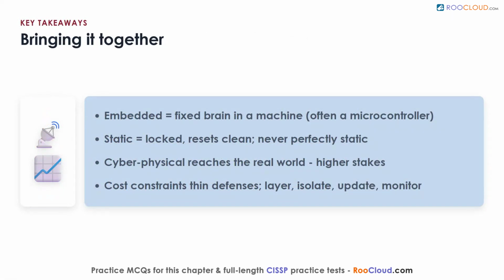So let's bring it together. An embedded system is a fixed brain built into a larger machine, often powered by a tiny microcontroller. A static system is locked to resist change and resets to a clean state, though nothing is ever perfectly static. Cyber-physical systems reach into the real world, which raises the stakes. Their cost-driven constraints, from weak processors to hard-coded keys, thin out their defenses. So you segment, layer firewalls, isolate by sensitivity, update manually, and monitor constantly. Defense in depth is what keeps these limited devices safe.